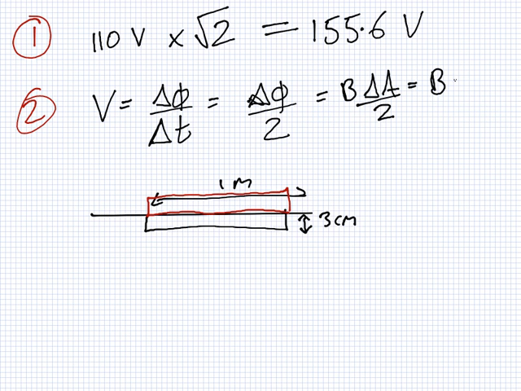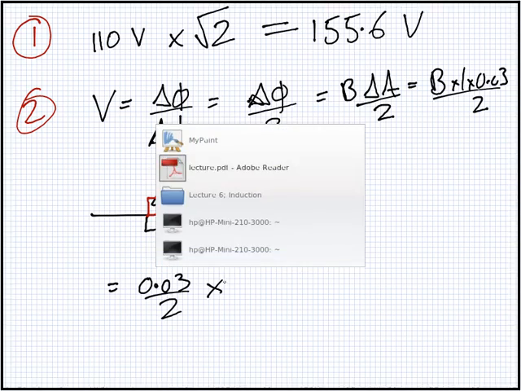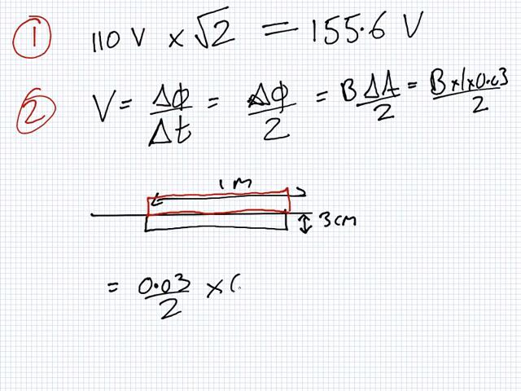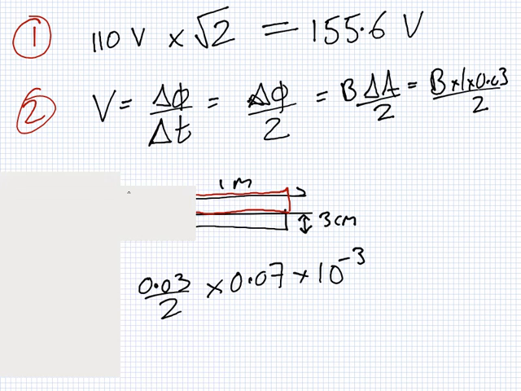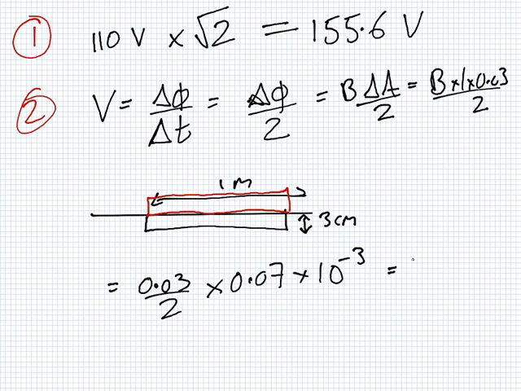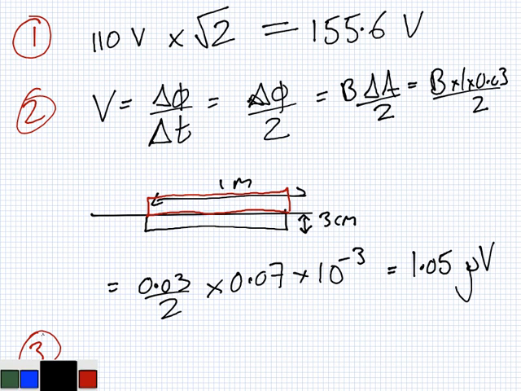B times 1 times 0.03 over 2. So this will equal whatever 0.03 over 2 is times B, and B here is 0.07 times 10 to the minus 3. 1.05 times 10 to the minus 6. So that's microvolts. Okay. 3 now.